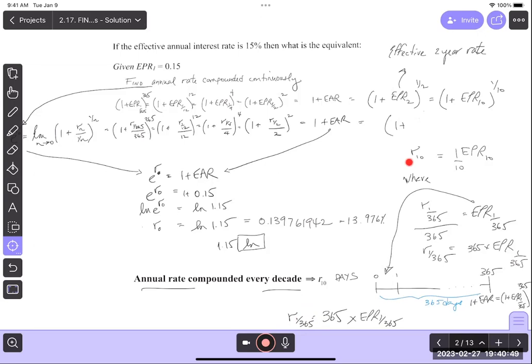Now this R should also be stated in terms of a year. So it takes the 10-year effective rate and it has to divide it by 10 to turn it into a year. So this converts it into a year, which is what the stated rate wants, the R. So the question was, find the equivalent annual rate compounded every decade. You need to find the effective 10-year rate and divide by 10. And how are you going to find that? Well, you just have to compound 15% for 10 years and divide by 10.